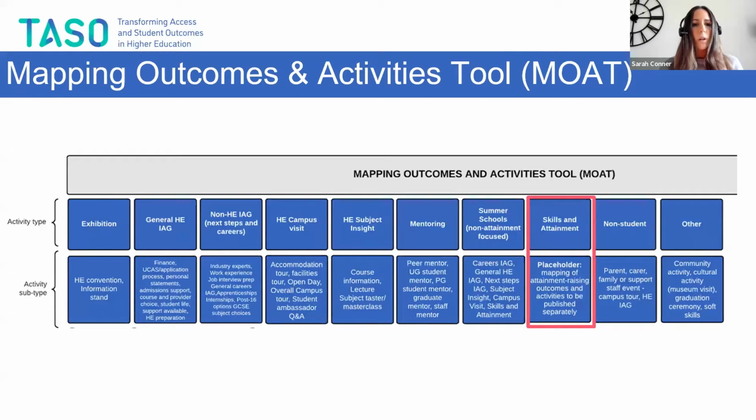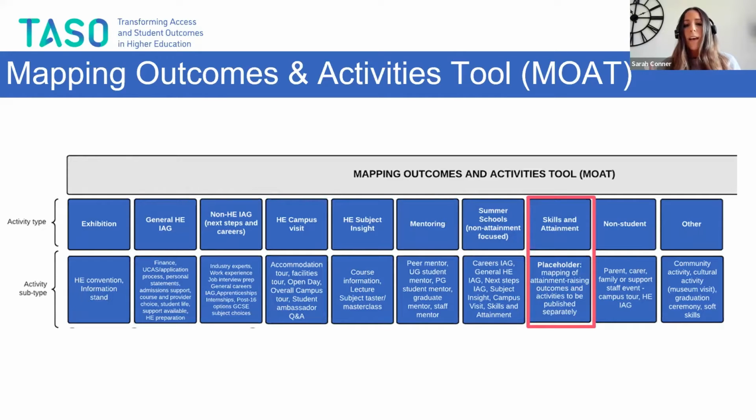So, for example, focusing specifically on finance, or UCAS, or personal statements. But you will see that we've got a box here as a placeholder for skills and attainment. So we had feedback from the sector that this was particularly warranted, and we needed a more granular mapping, particularly related to skills and attainment.